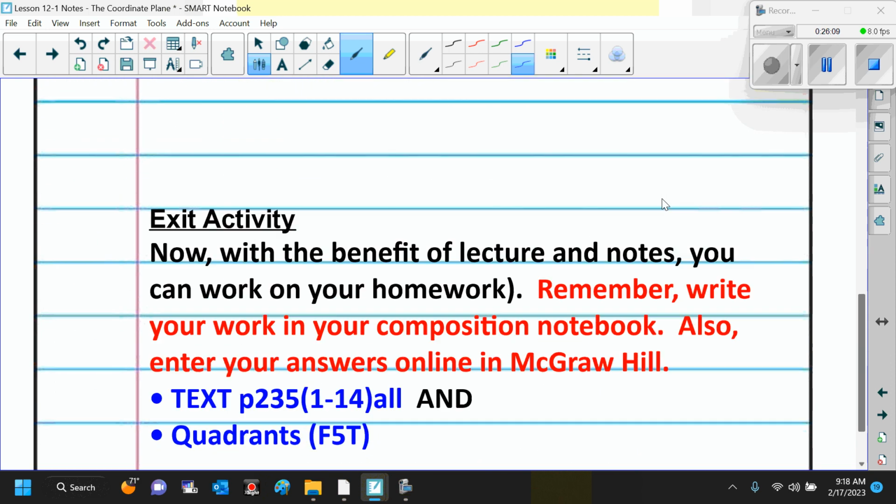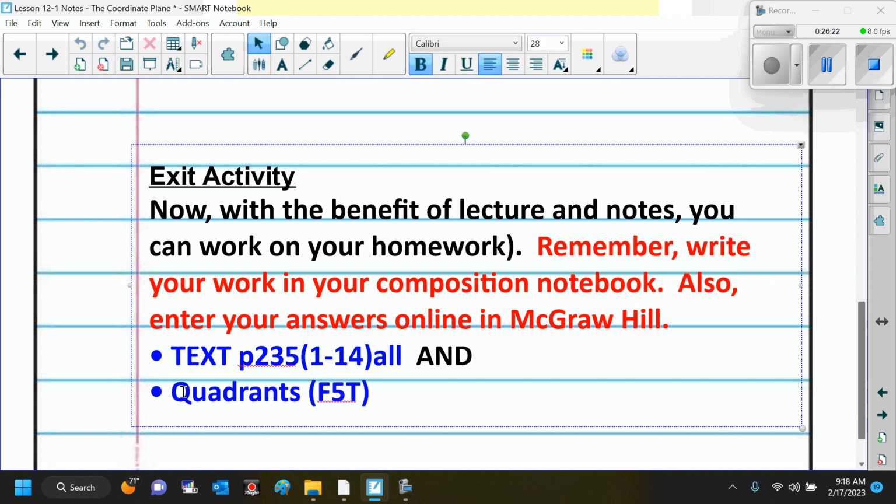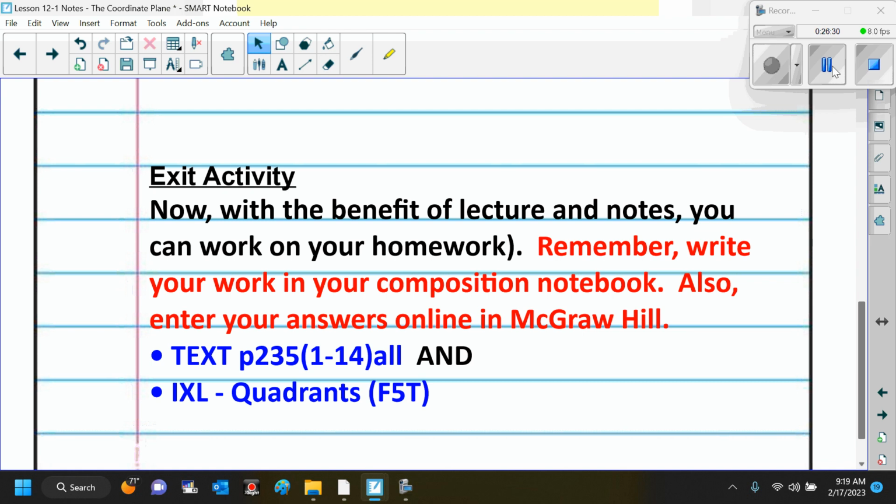So now you can work on your homework, which is page 235, 1 through 14 all. And we also have an IXL assignment, which is quadrants, and that is F5T. All right.